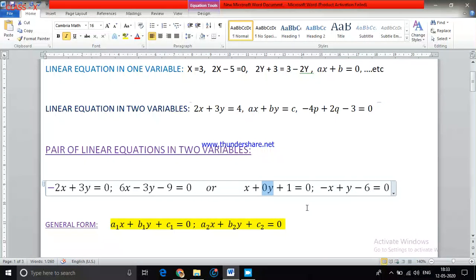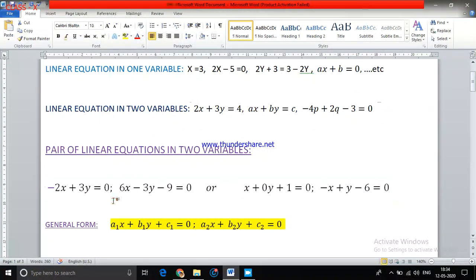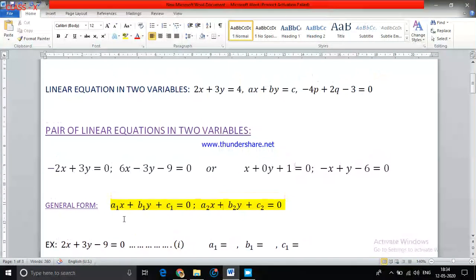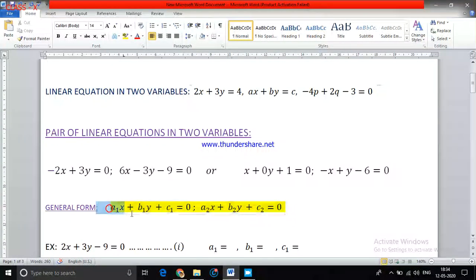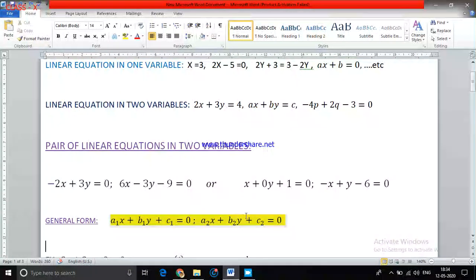If x is missing, then I can put 0 into x. In this equation, if you observe, the constant term is 0, where here the constant term is -9, here the constant term is 1, and in the next equation the constant term is -6, but here the constant term is 0. Now, when I go for the general form of a linear equation in two variables, my first equation I will take as a1x plus b1y plus c1 equals 0, and a2x plus b2y plus c2 equals 0.